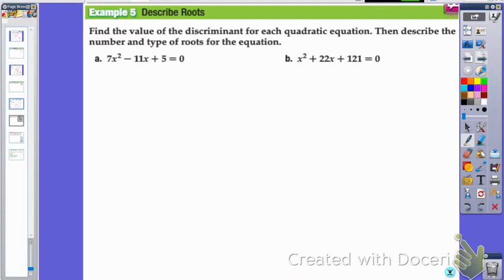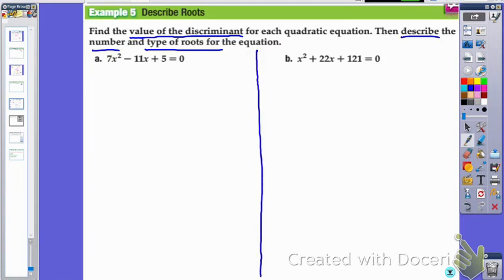So describing roots: find the value of the discriminant for each quadratic equation, so we need the value of that. Then describe the number and the type of roots that you'll have. Okay, so I'm going to do letter A, and you're going to try letter B on your own.